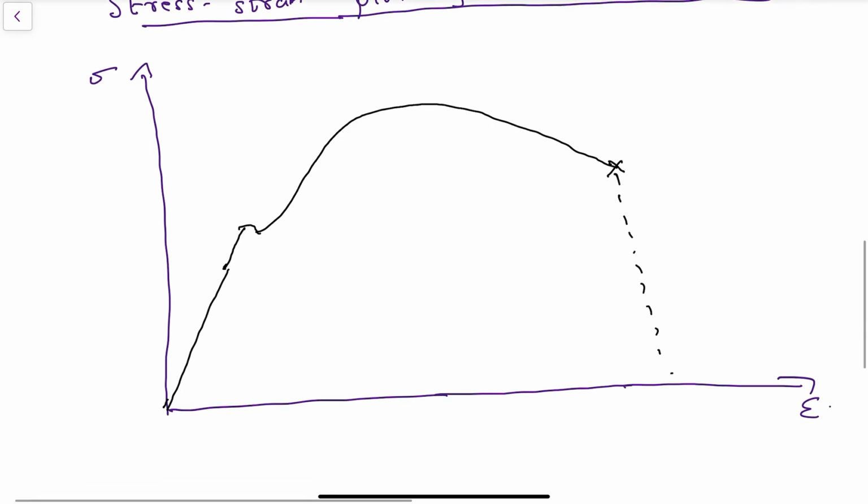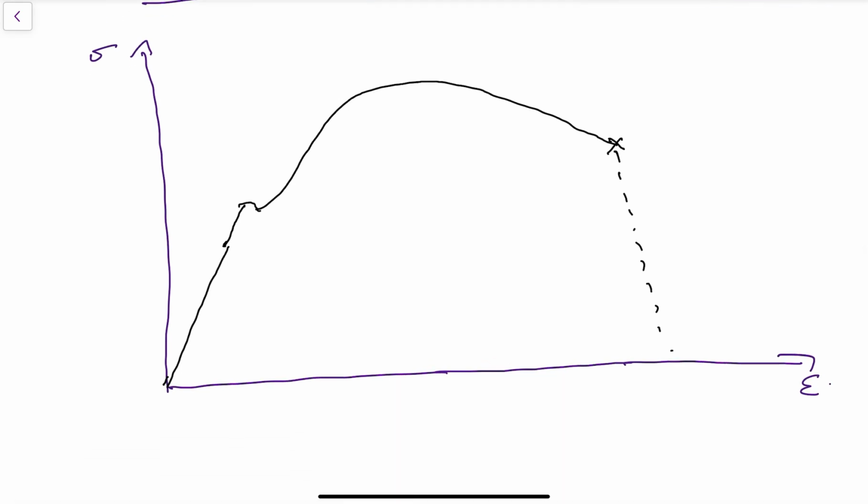Let's note the important points here. Up to here, this is sigma y. This is sigma UTS. We will see what these are. And this is your fracture point.